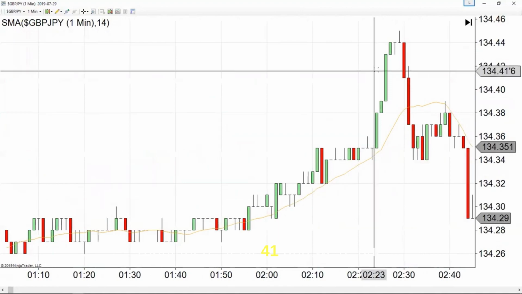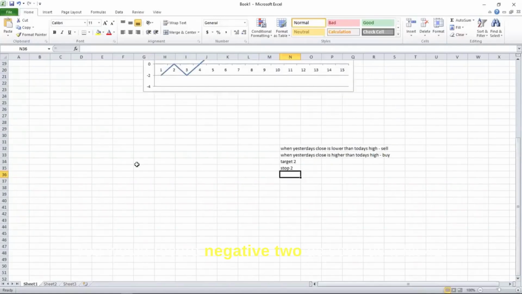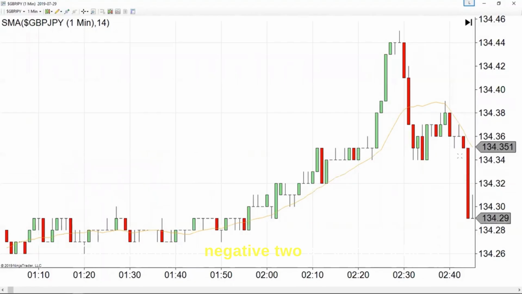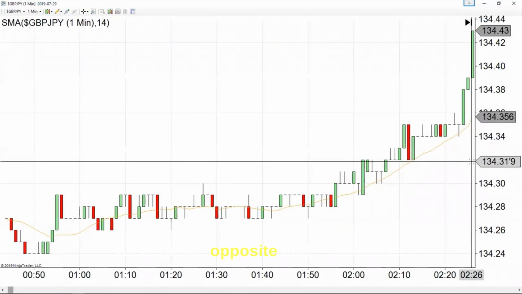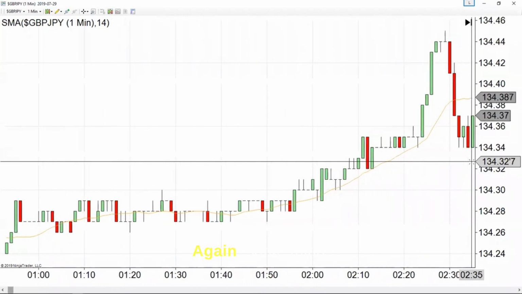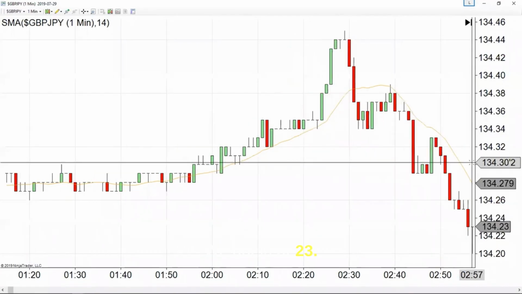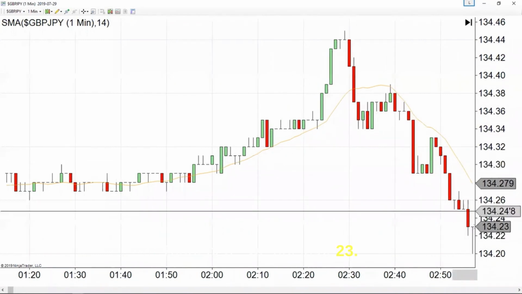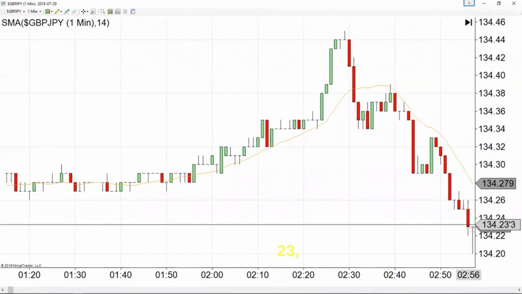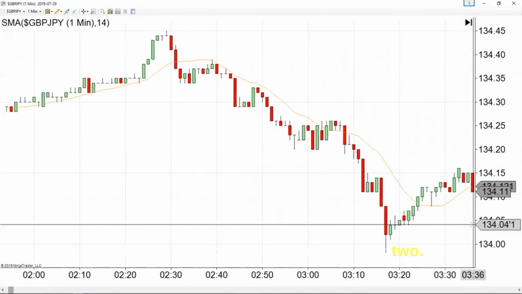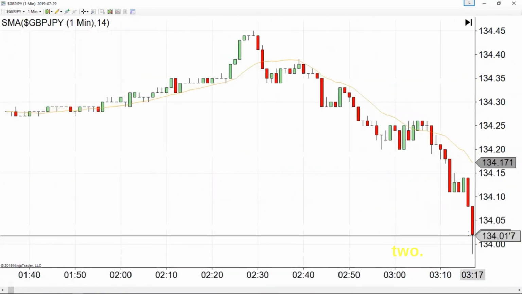Right there, it hit 41 and we're out. You would record -2. As soon as it hit 41, we're on the opposite trade. Right here, we bought at 43. Again, same thing, and right there, stop hit, -2. Again, we got in at 23. You can see that, at 23, same thing. And it hit our target right down here, +2.